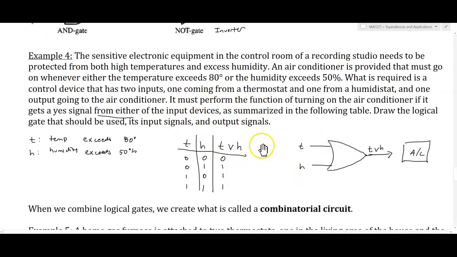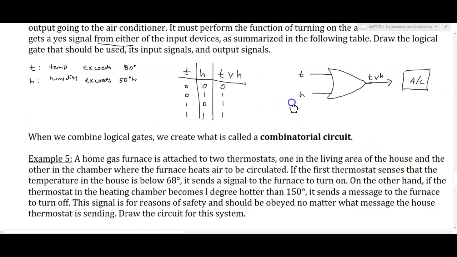And then if we wanted to actually execute this and build this controller, we would play around with transistors or get the right logical circuits to build it. Now, when we combine logical gates, we create what is called a combinatorial circuit. So if you have 3 or 4 gates in there, you have a combinatorial circuit. Let's take a look at another real-world example.